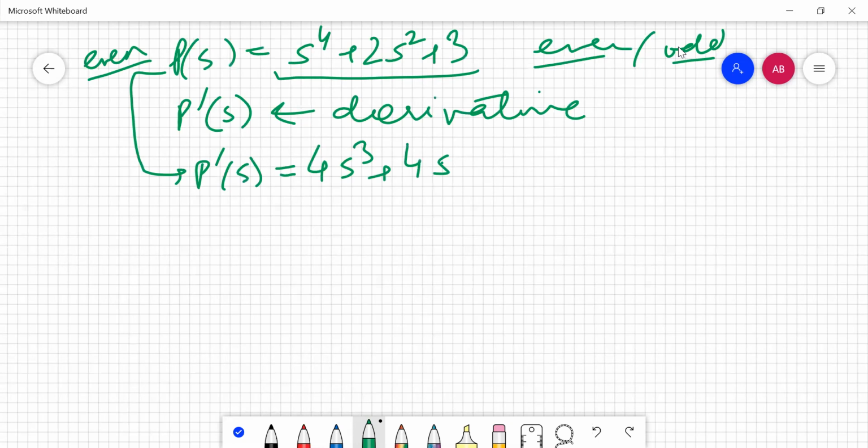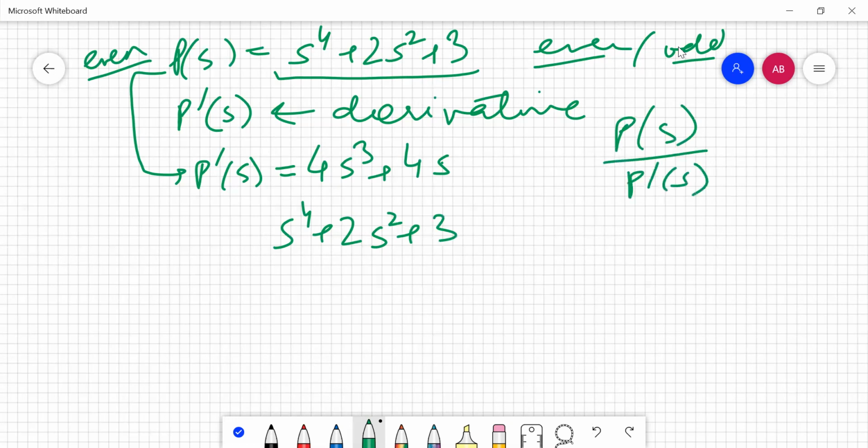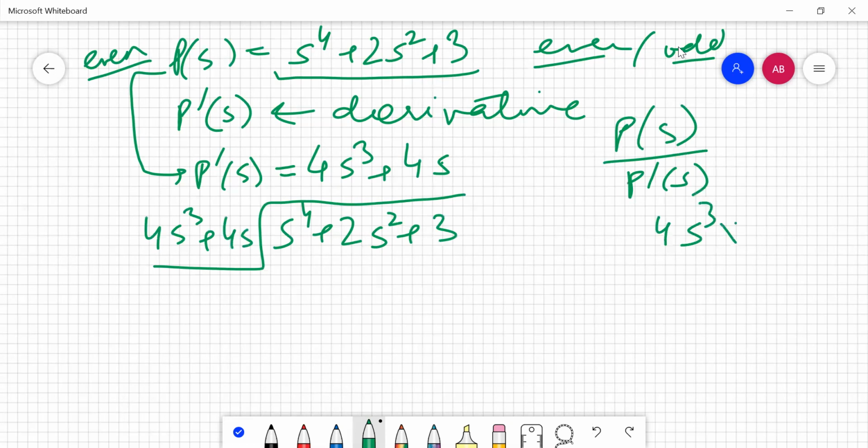Now you need to divide s^4 + 2s^2 + 3, the polynomial, by its derivative, 4s^3 + 4s. So what should you multiply with 4s^3 to get s^4? You all know that it should be s/4. So here the first quotient you are going to get is s/4.